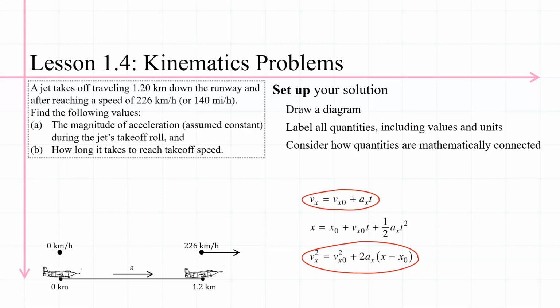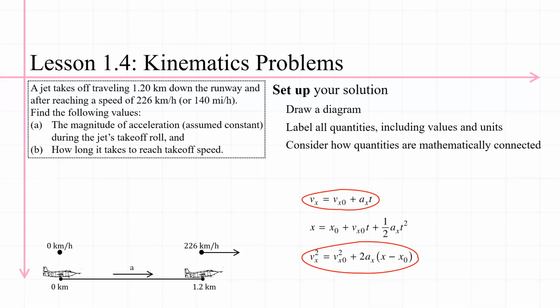You should never have to use all three equations though, because of the way that we derived these. You're going to find that by just combining two of these equations, you should be able to find all of the unknown values that you need.